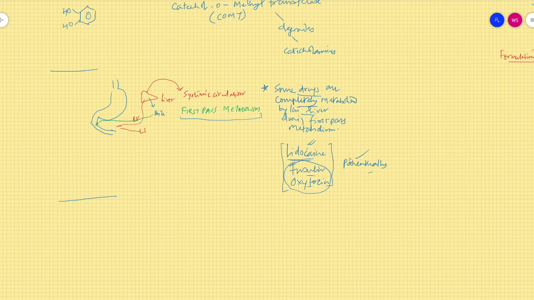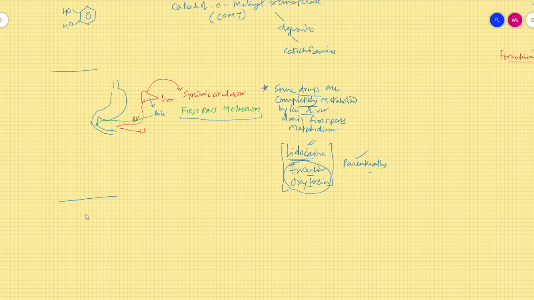So if we think about it, what's the other option? We said some part of it gets degraded in the first pass metabolism. So what can we do? We can increase the dose, right? If we increase the dose, a part of it would be eliminated, but the required therapeutic dose can still be available in the systemic supply. So this can be overcome.